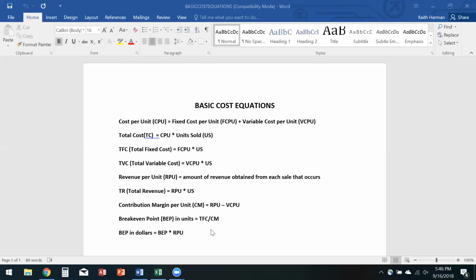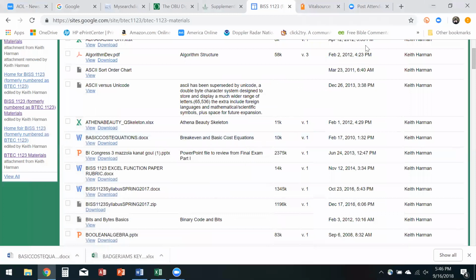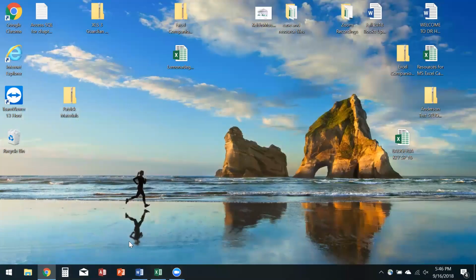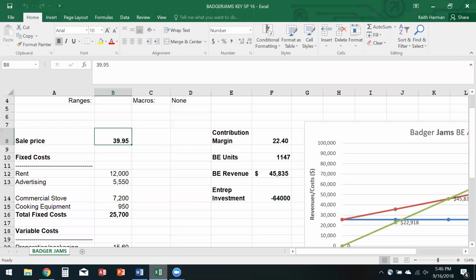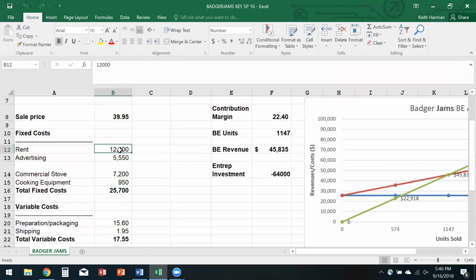And so this is one of those resources you'll want to see and you'll want to have. Now, let's diminish this back down. Let's go back to our file we're looking at, Badger Jams. Now notice they have a sales price. This is a sales price per unit. And notice the fixed costs.